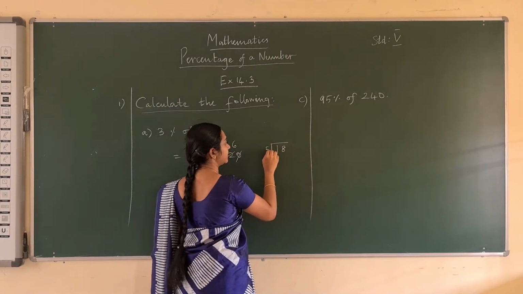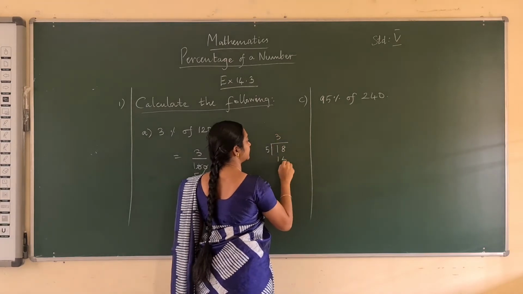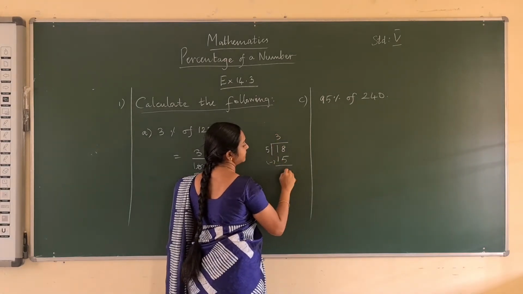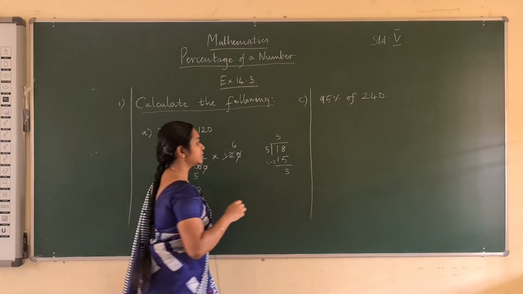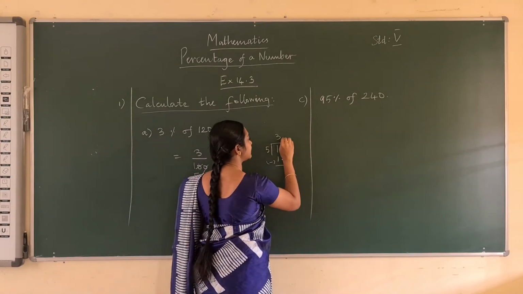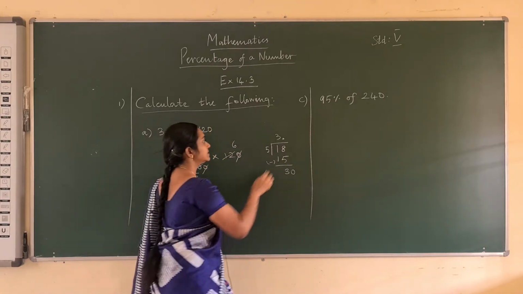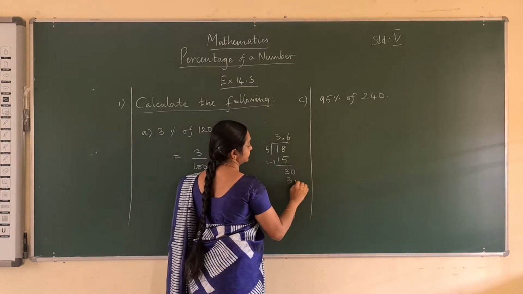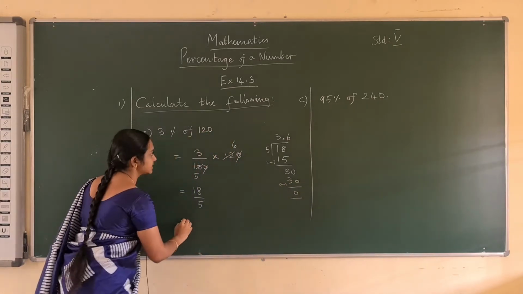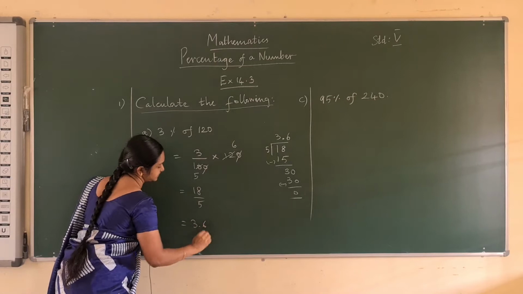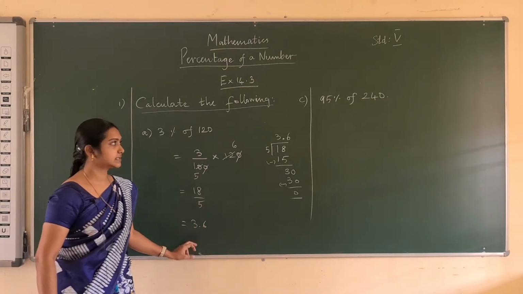Divide 18 by 5. 5 3s are 15. Remaining we are having 3. 3 is less than 5. So we have to add 1 0 and keep the decimal point in the quotient. 6 5s are 30. 30 minus 30 is 0. So the answer is 3.6. 3% of 120 is 3.6.